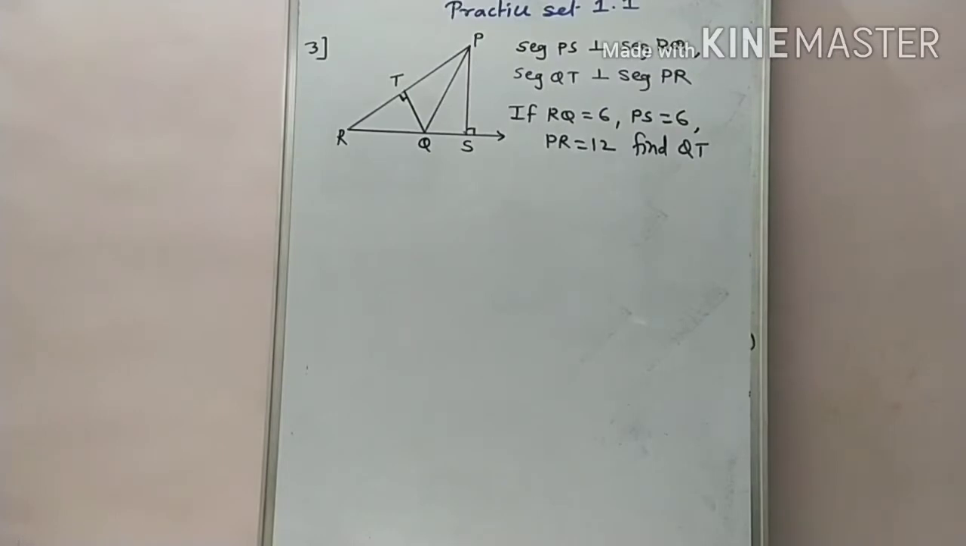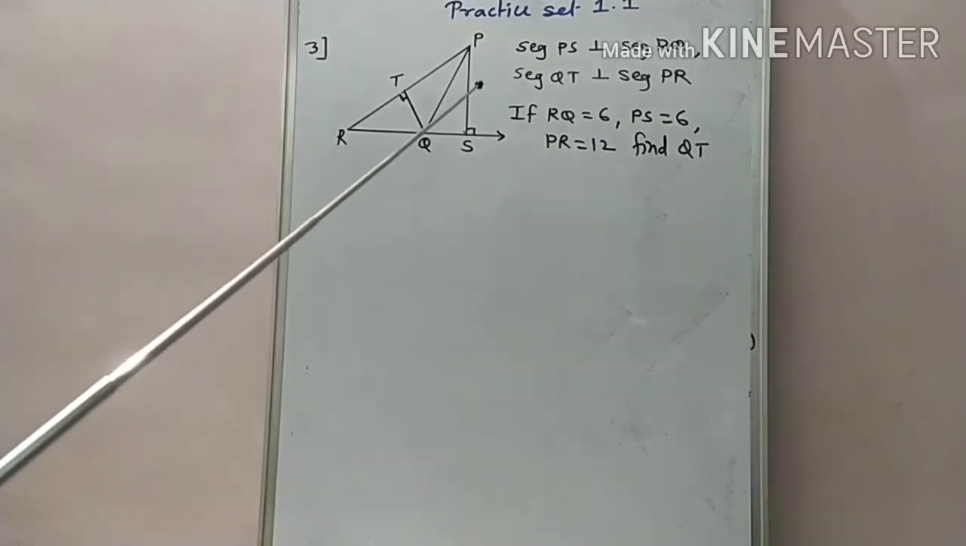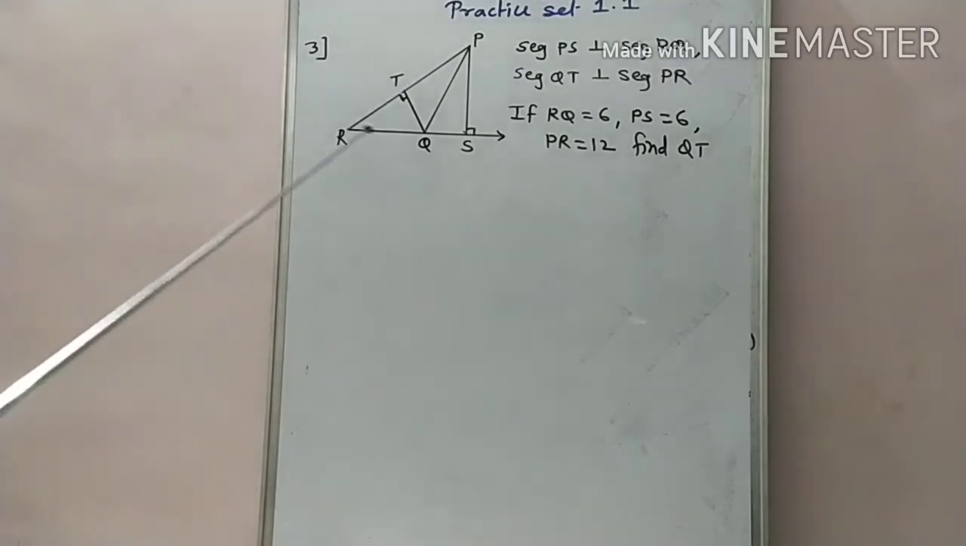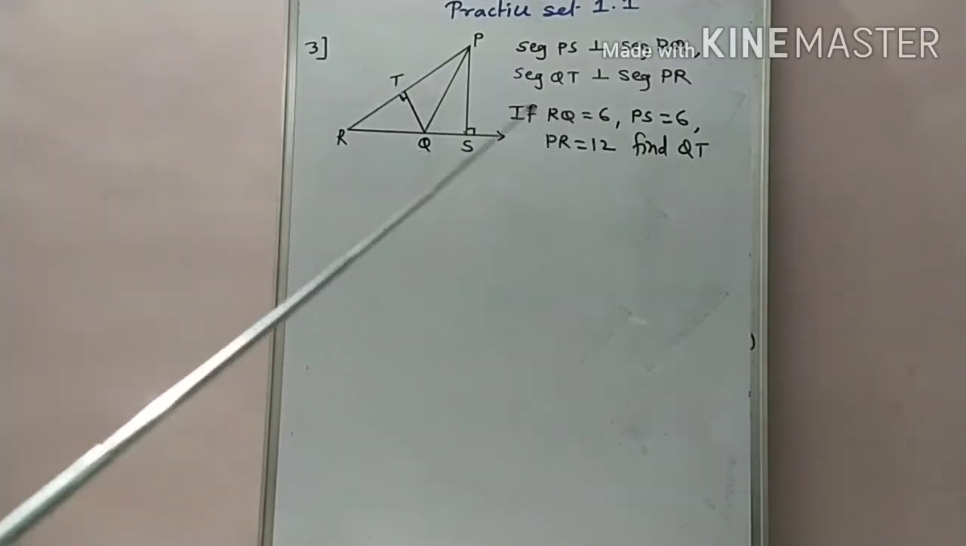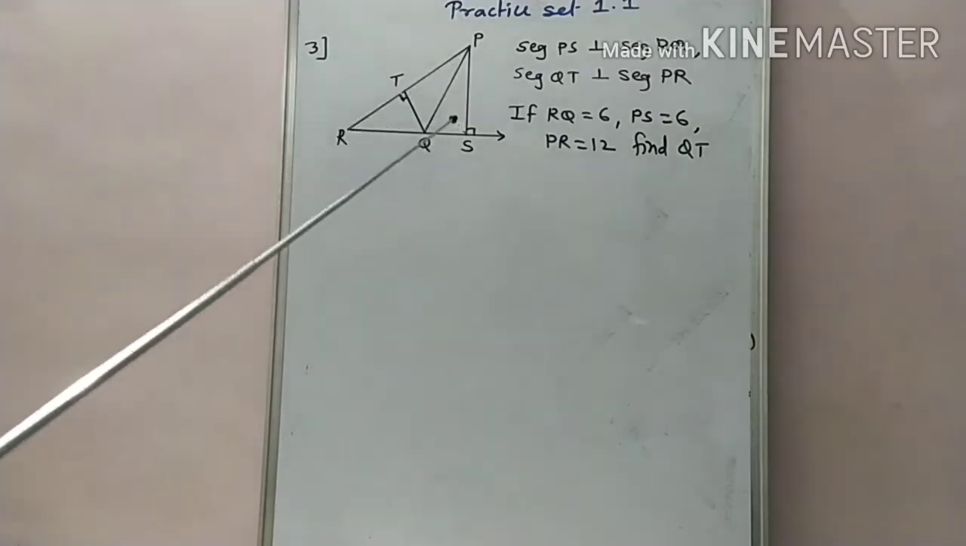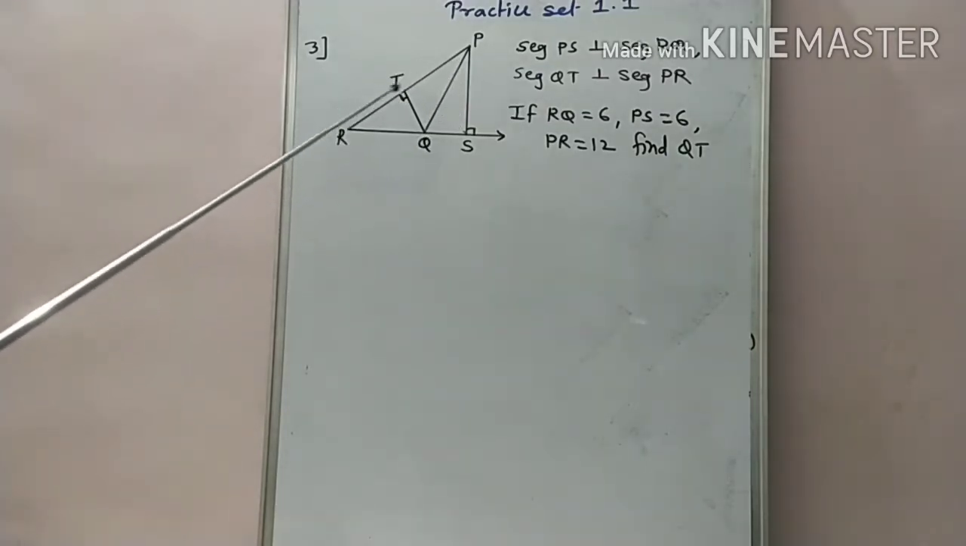Okay, the second example is the same as the first, so I will leave it as your homework, students. Now we try the third example. In the figure, it is given that segment PS is perpendicular to segment RQ, and QT is perpendicular to segment PR. If RQ is 6, PS is 6, and PR is 12, find QT.